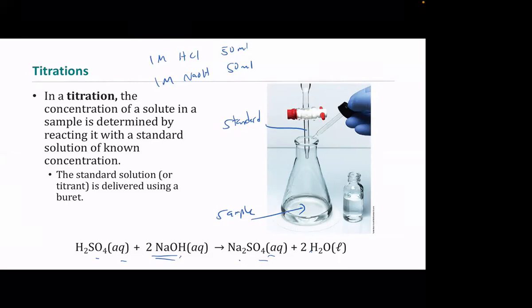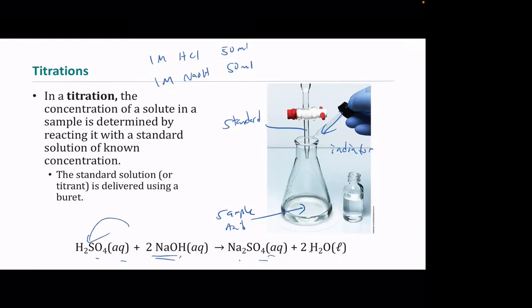So basically, what you do is you add an indicator that changes color when the solution goes from, in this case, let's say our sample is, doesn't say which one's which. We can just say the sample is acid. It'll change color when it goes from acid to neutral. So you know that's the end point of your titration, and you know you've completely neutralized this with the sodium hydroxide you've added from here.